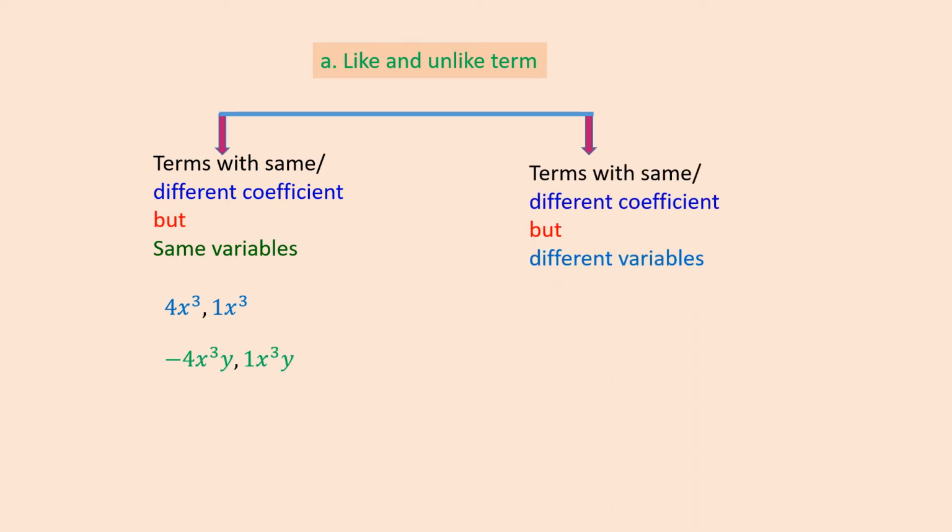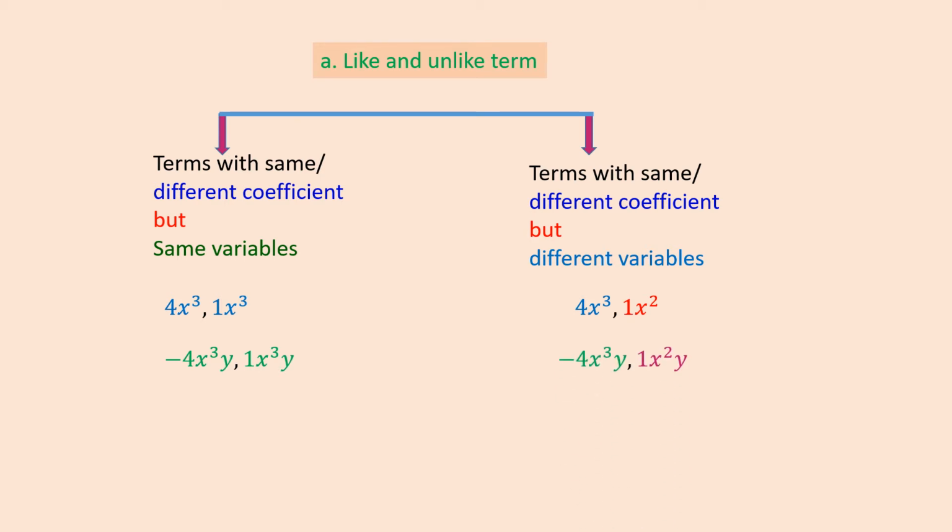Let us see about unlike terms. In unlike terms, you will find again the coefficient may be the same or different, that doesn't matter, but the variable should be different. For example, 4x cube and 1x square. If you see the coefficient part, they are different, but that doesn't matter. But in the variable part, in one place we have x cube and in the other place we have x square. Both are different. So we call them unlike terms.